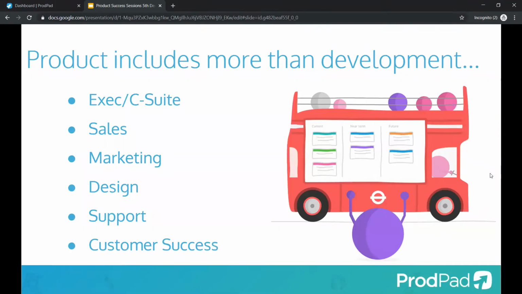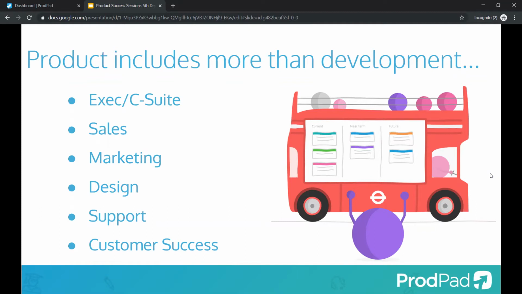But product actually includes more than just development and product teams. Everyone else within the business should be, and does have, an active participation in product processes, from the exec and C-suite, who might be setting out the business objectives as a whole.